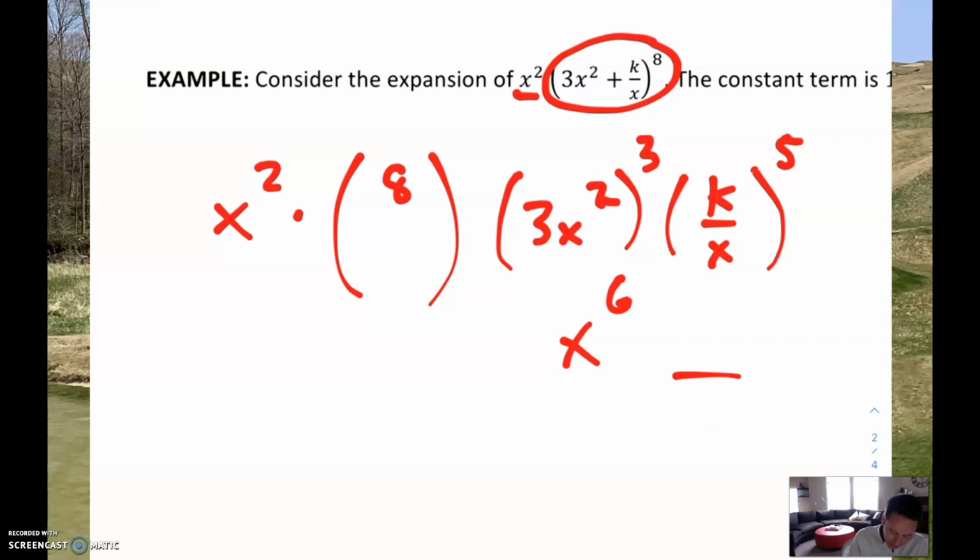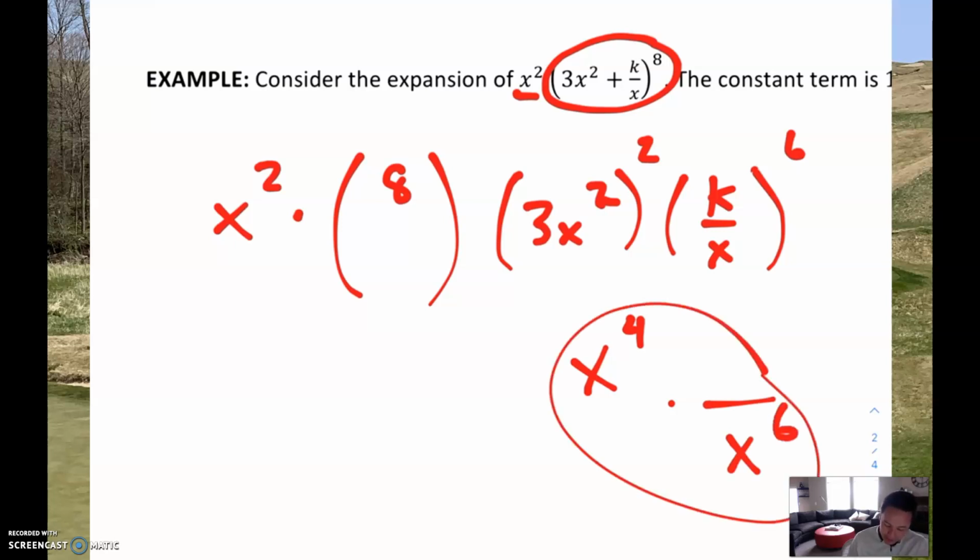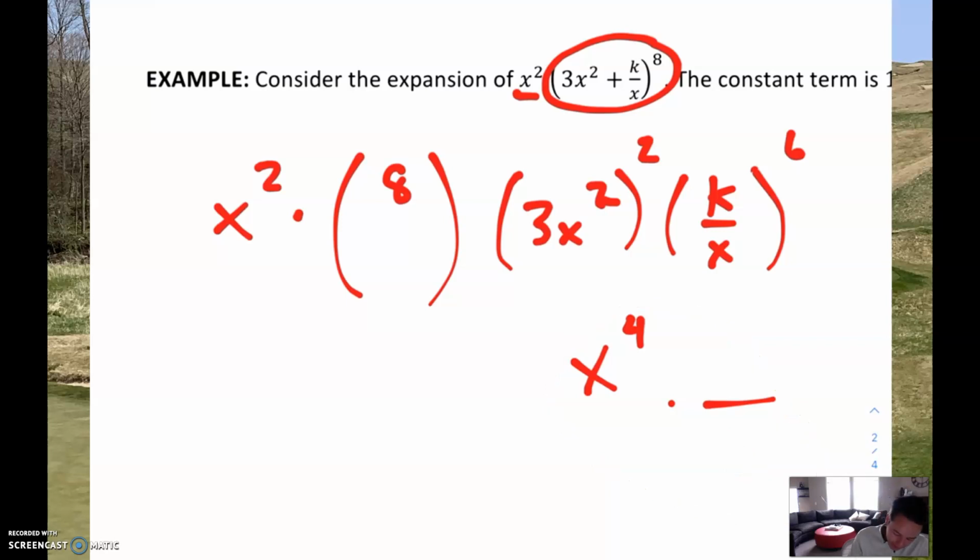So it's not going to be 3 and 5. Let's try a different combination. Let's try 2 and 6. If I try 2 and 6, then I'm going to have an x to the 4th on top, and I'm going to multiply it by an x to the 6th on the bottom, and you can see that will result in x squared on the bottom. So that's the combination that we want. And so if this is a 6, we're going to put a 6 there.